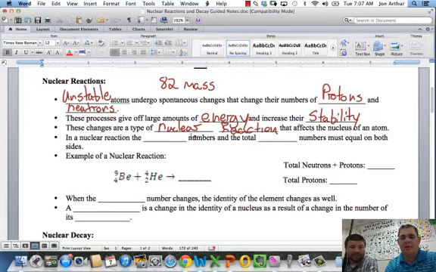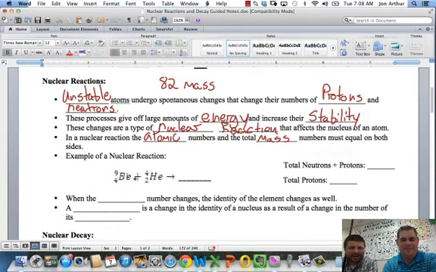In a nuclear reaction, the atomic numbers and the total mass numbers must be equal on both sides. We're going to do an example down here, but those must equal when you add them together on both sides of the arrow. You can't violate conservation of mass. You can't create protons or neutrons out of nowhere. Those things have to come from somewhere. I wish you could, but you can't. It'd sure be nice, like money.